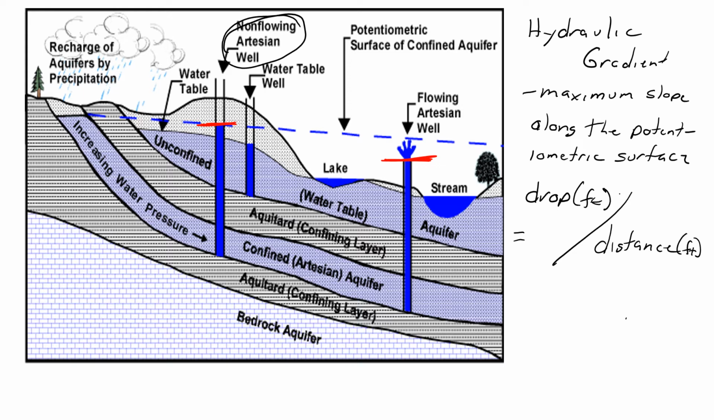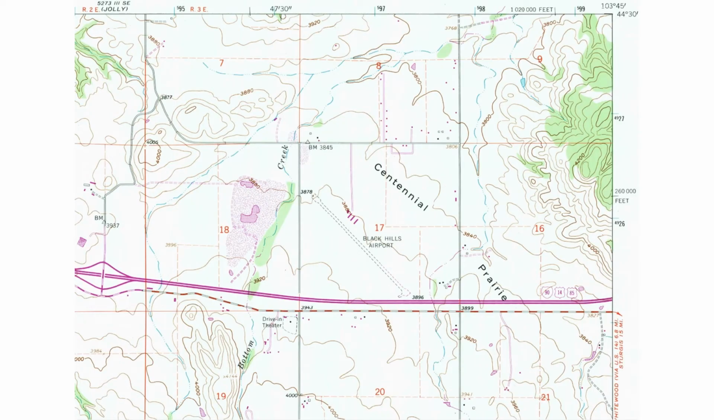Okay, so potentiometric surface, the level to which water rises in wells from the same confined aquifer. Over an area, it creates a surface. And the hydraulic gradient is simply kind of the maximum grade along that surface. All right, so let's go to a topographic map, okay? This is from the Black Hills of South Dakota.